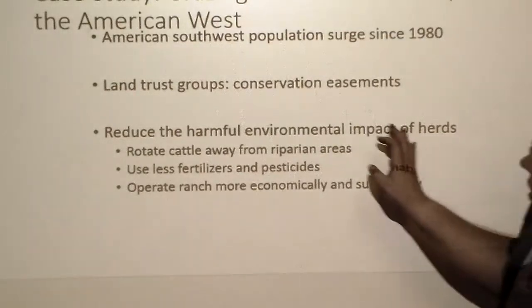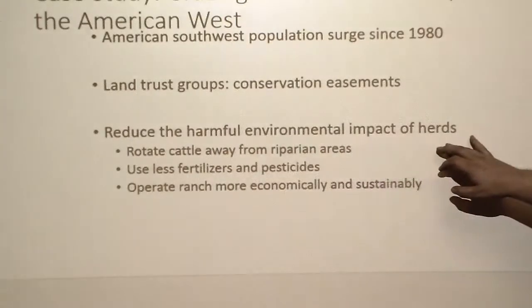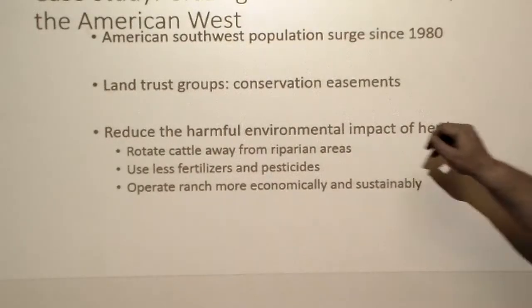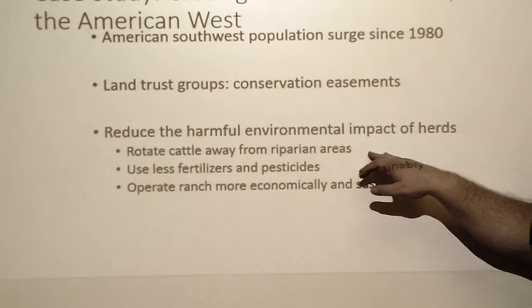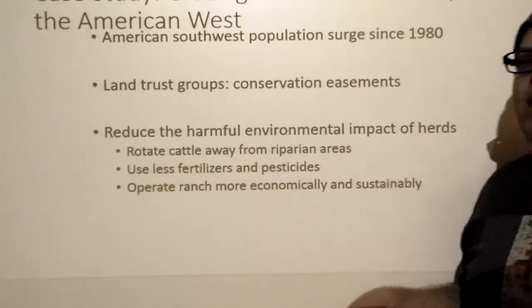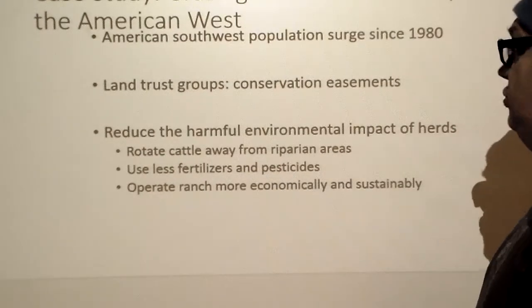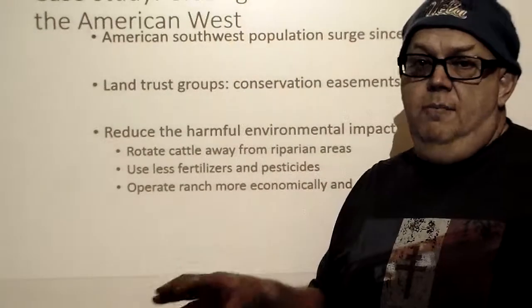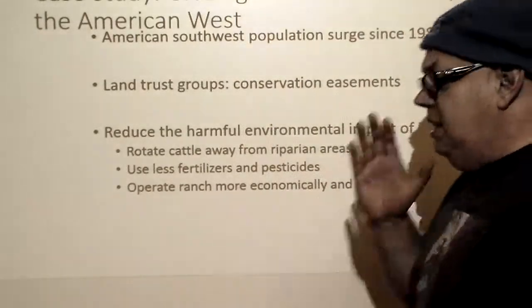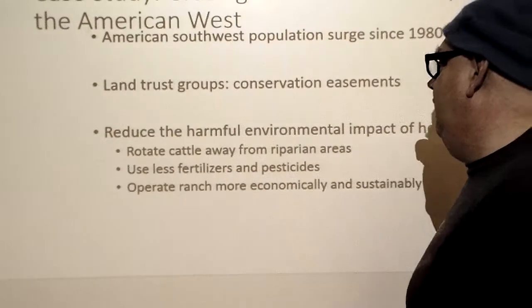Of course, the idea is reducing the harmful environmental impact of herds, rotating cattle away from the riparian areas. We do have those here in Southern California as well. We try to protect them, those riparian areas, because of the biodiversity that they offer.